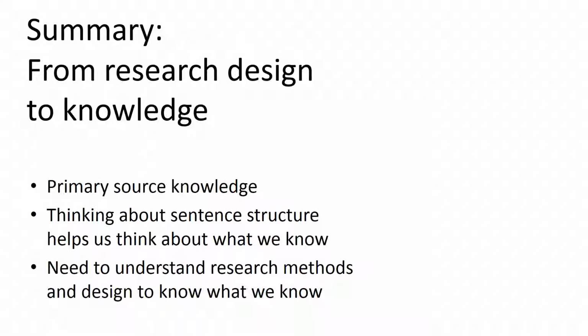When we think about how the results of a study add to our understanding, we're thinking about knowledge from a primary source. That leads us to focus on particular parts of empirical articles. Then, thinking about the different ways we can write about the findings helps us think about what those findings mean. To accurately know what we know based on the findings, though, we need to apply our knowledge of research design and methods.